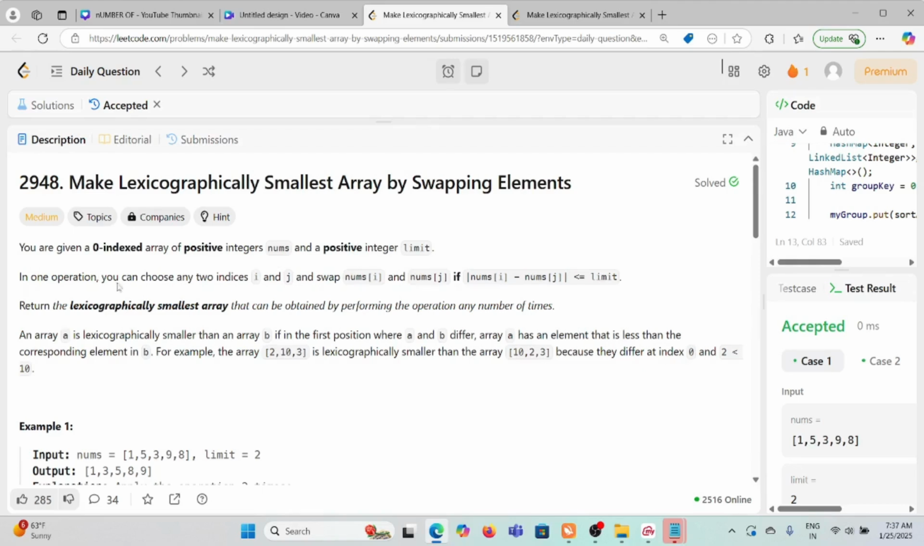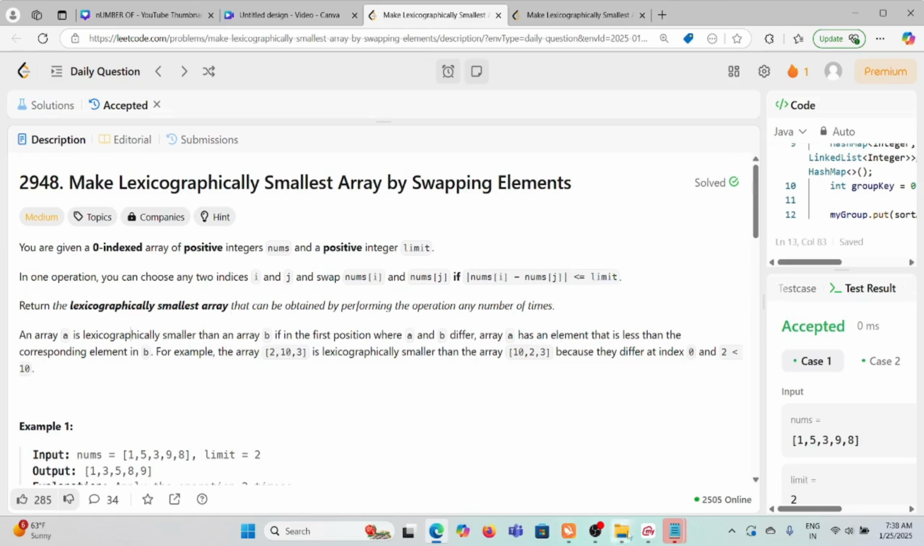In one operation you can choose any two indices i and j in this array and swap nums[j] and nums[i]. We have been given another number called limit. If the difference between the i and j elements is less than or equal to this limit, only then can we do this swap operation. This is the condition. So return the lexicographically smallest array that can be obtained by performing the operation any number of times.